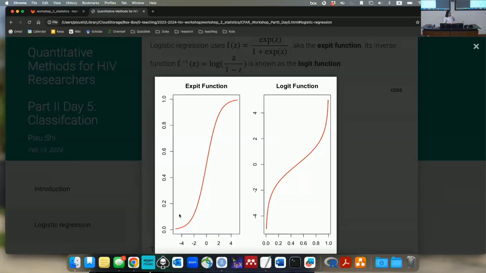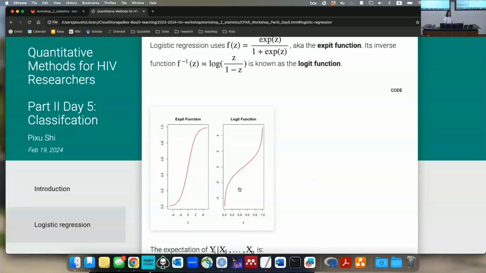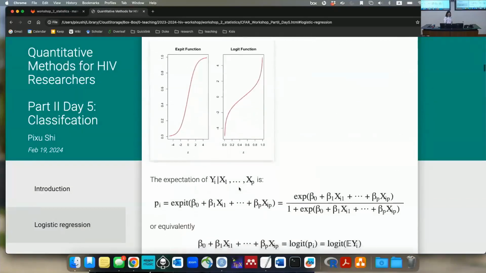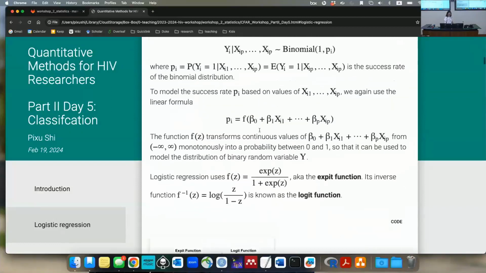We're not fitting a straight line. We're trying to describe the probability using the predictors. Question? So this is basically the model setting.